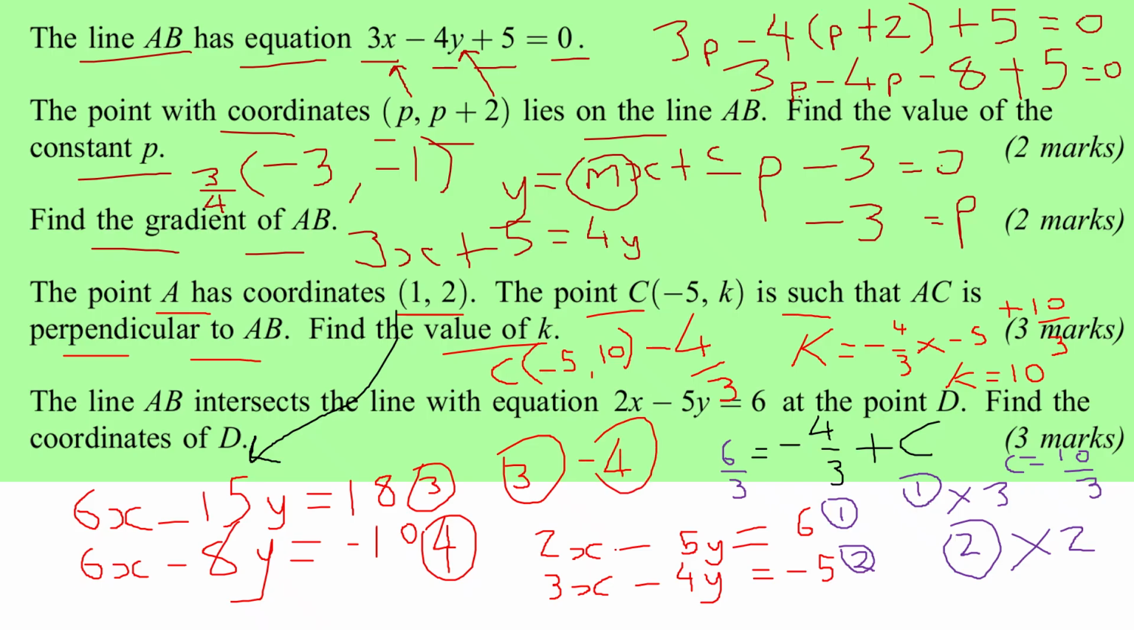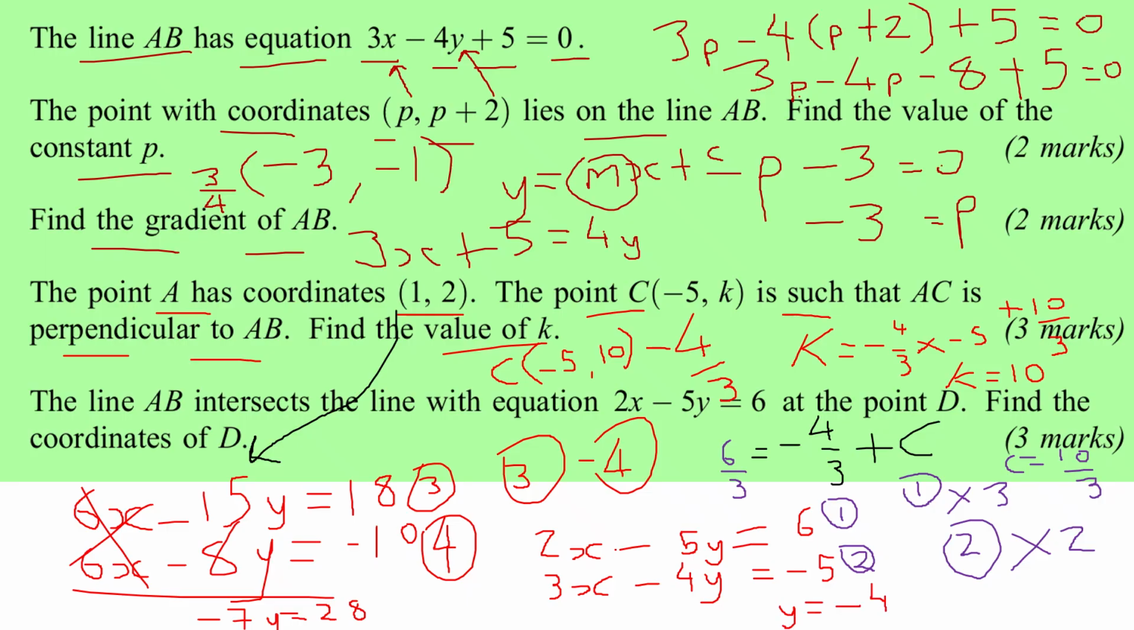So 6 minus 6, that's going to go. I've got minus 15y and I'm subtracting minus 8y, so it becomes minus 15y plus 8y makes minus 7y, is equal to 18 minus minus 10, which becomes 18 plus 10, which becomes 28. Divide both sides of my equation by minus 7, we get y is equal to minus 4.